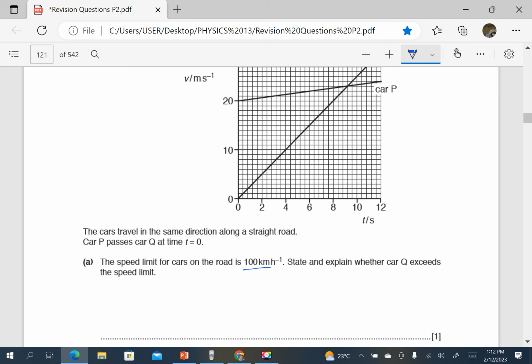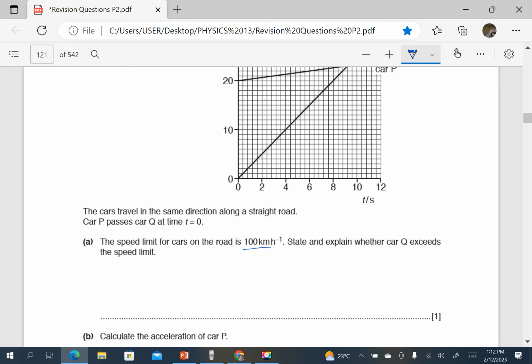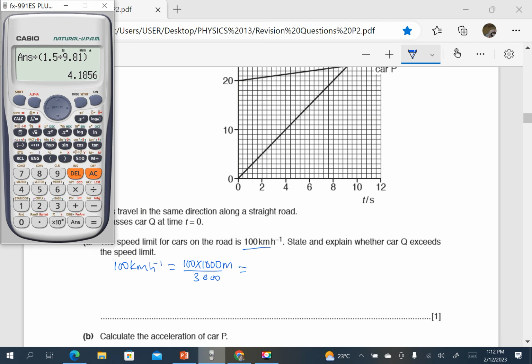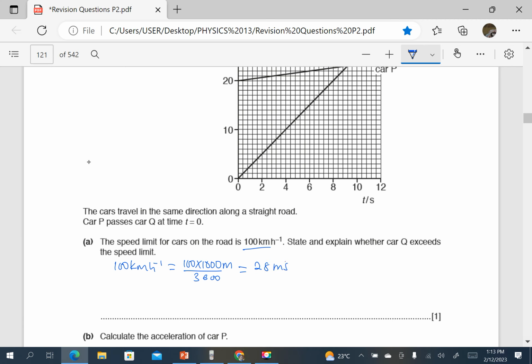So if the speed limit is 100 kilometers per hour, let's check that in meters per second. 100 kilometers per hour is the same as 100 times 1000 to change it to meters, divided by 3600 to change it to meters per second. So that would be 100 times 1000 divided by 3600. That is 27.7, approximately 28 meters per second.